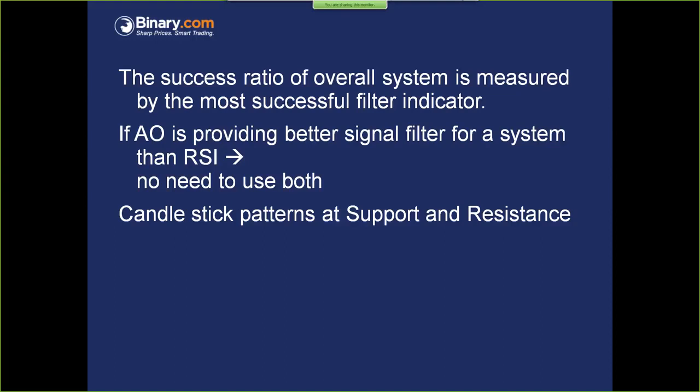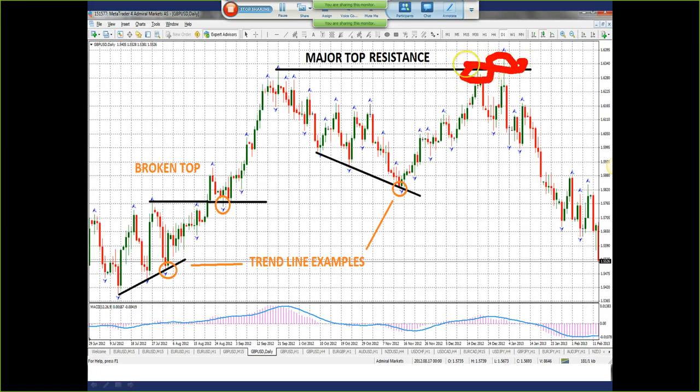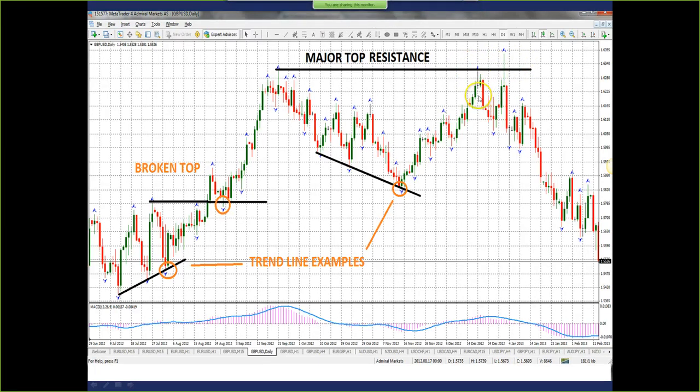One of the best ones I find is the candlestick patterns at support and resistance. They're great stuff. Here's an example where we have, for instance, a pin bar right here, 2 pin bars in fact, right at the resistance. Lovely signals that provide great signals on higher time frames. If you don't have time to follow the market within the day, then that is something that you definitely can think of. Price action, candlestick patterns at support and resistance.